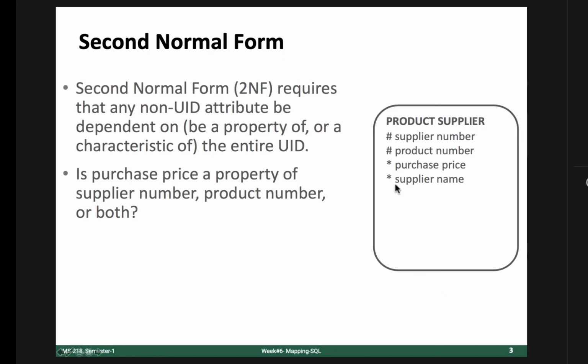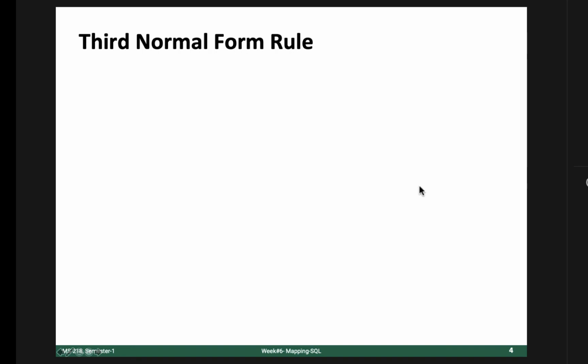Just like here, supplier name is fully dependent on supplier number, but there is no link with product number, okay, because here we have composite UIDs, 2 attributes are making UIDs, so it should be fully dependent. Then third normal form is some sort of transitivity. A is dependent on B, B is dependent on C, implies that A is also dependent on C. So this thing shouldn't be in third normal form, okay.